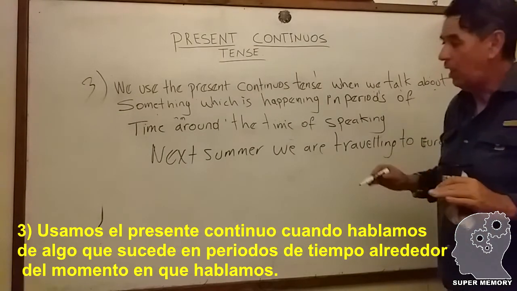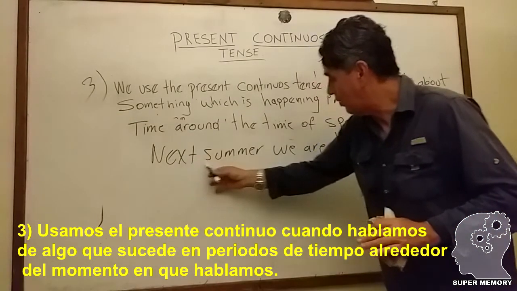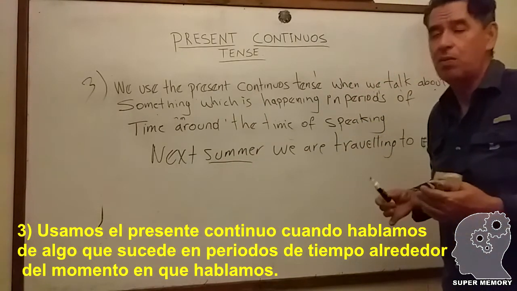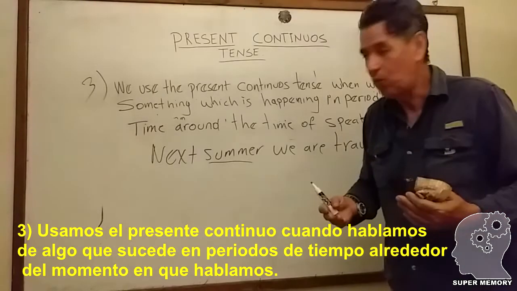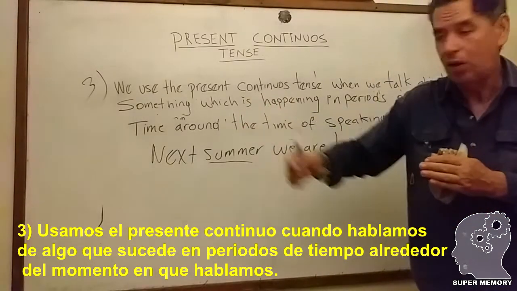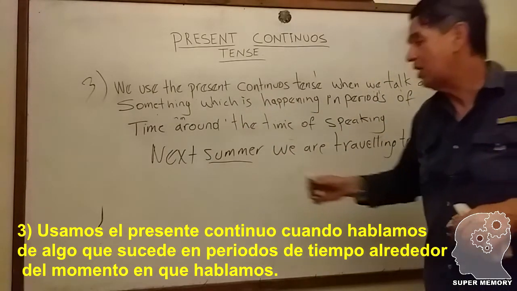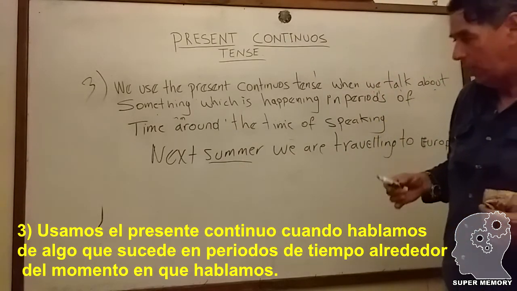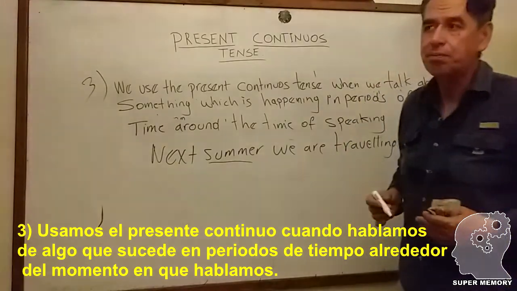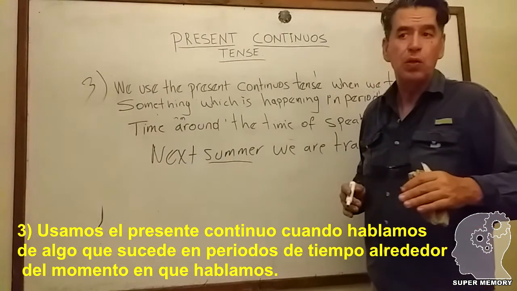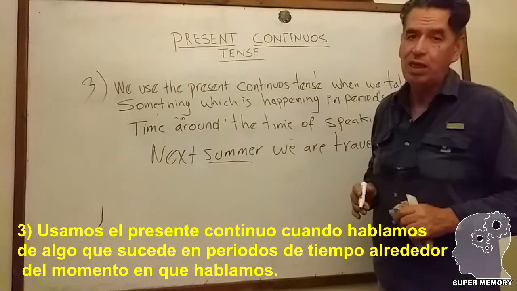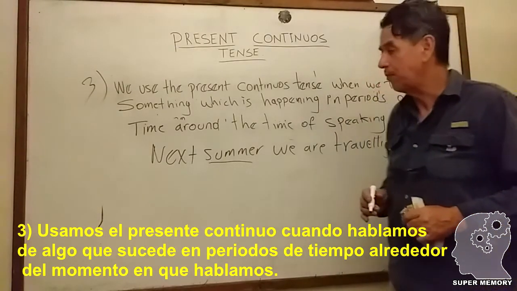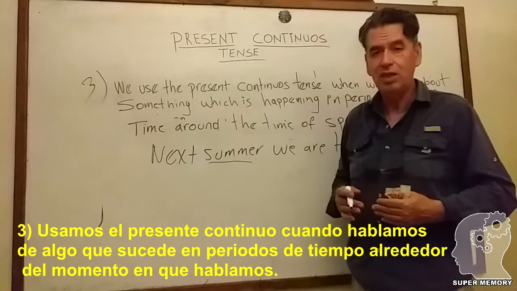You notice, you pay attention. Say next summer. The next summer is not now, maybe next summer is going to be in 3 more months, whatever, it is far away in the future, not at this moment. But still, we can use the present continuous tense. Let's say another example. We are visiting our parents in Christmas. Vamos a visitar nuestros parientes en Navidad. We are visiting our parents in Christmas.